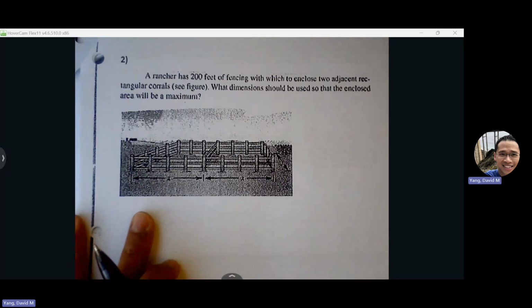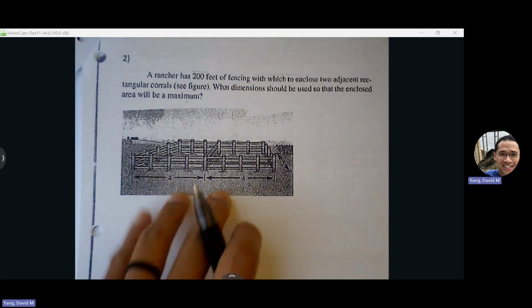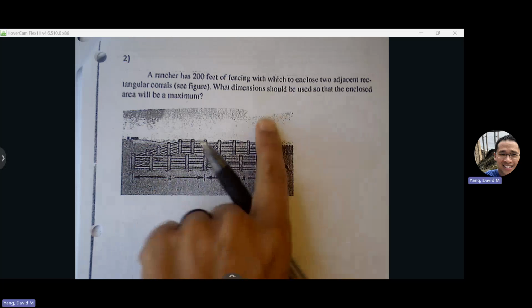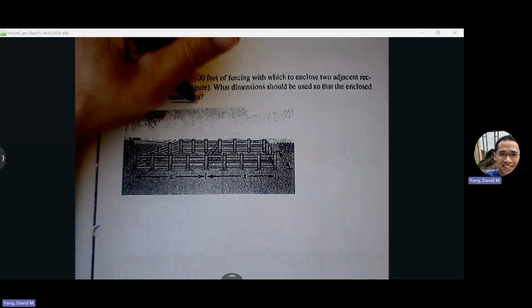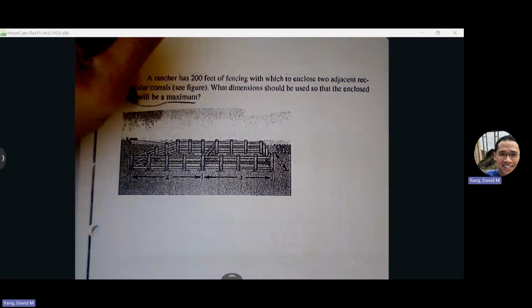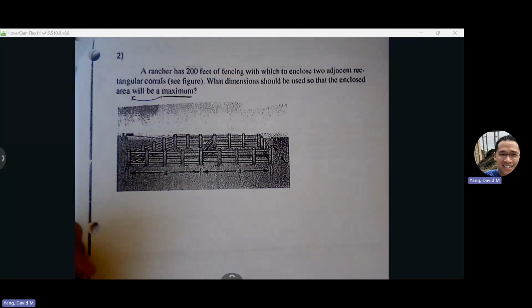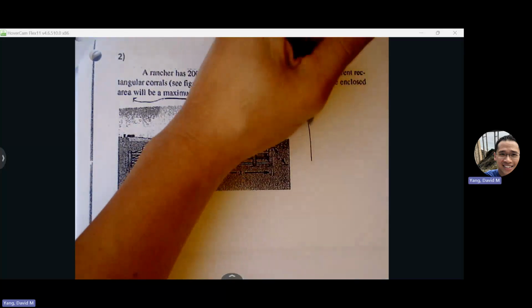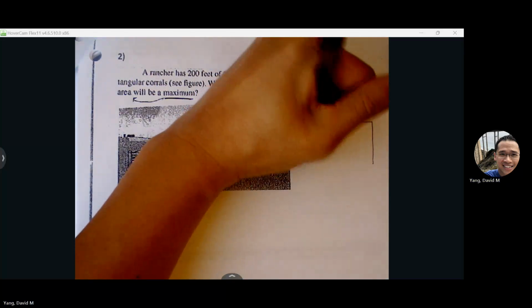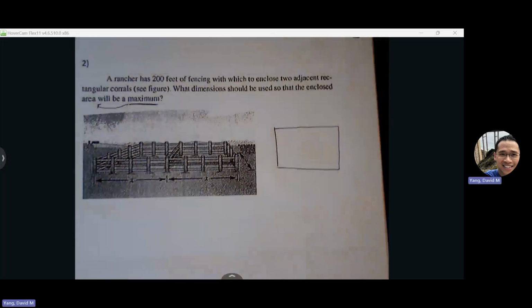Okay, a rancher has 200 feet of fencing with which to enclose two adjacent rectangular regions. What dimensions should be used so that the enclosed area will be at a maximum? So we see the word maximum is describing area. So we know that we have to optimize area. Let me draw this to the side and just label the x's and y's.